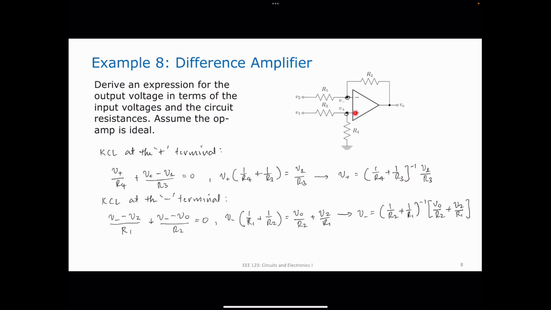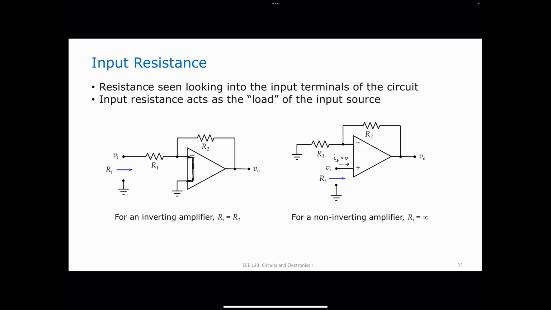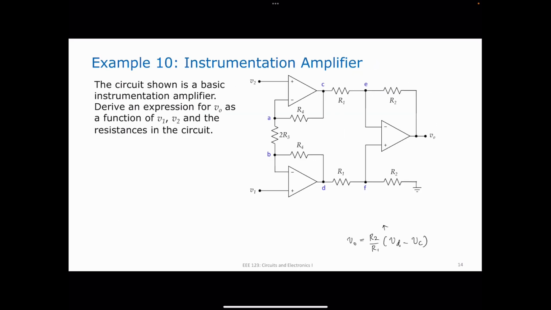That's the one connected to the non-inverting and to the inverting. So here it's VD minus V sub C. Okay, so what we have to do is find expressions for V sub C and V sub D in terms of V1 and V2. Unfortunately, that is not very difficult. We can form two KCL equations to do that.